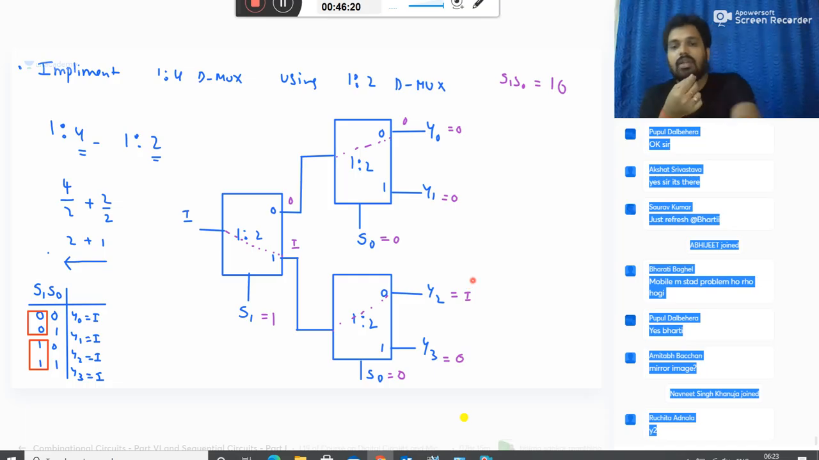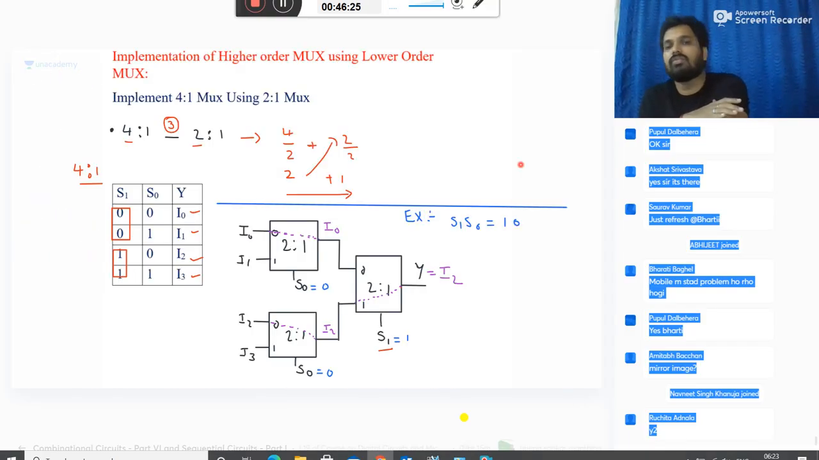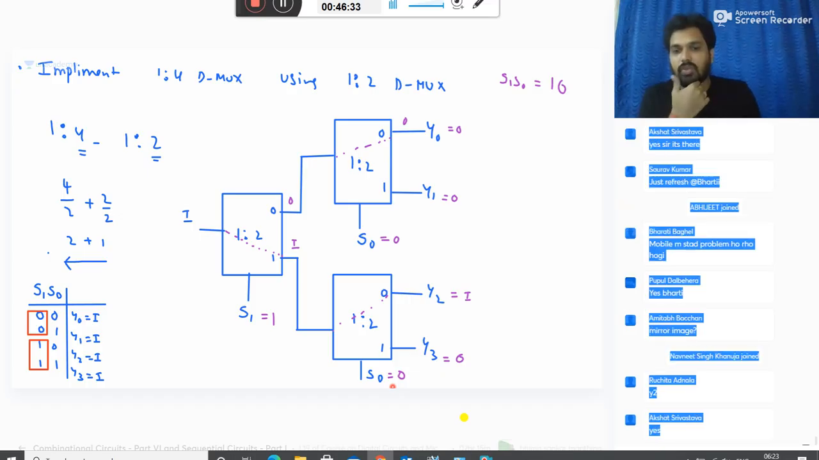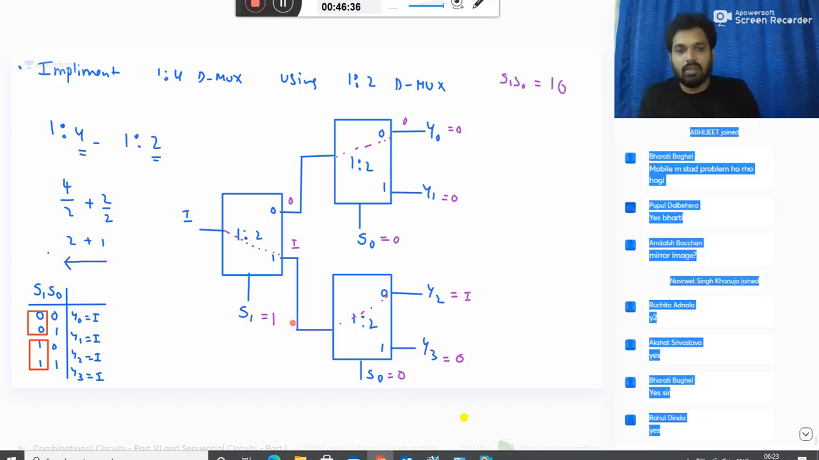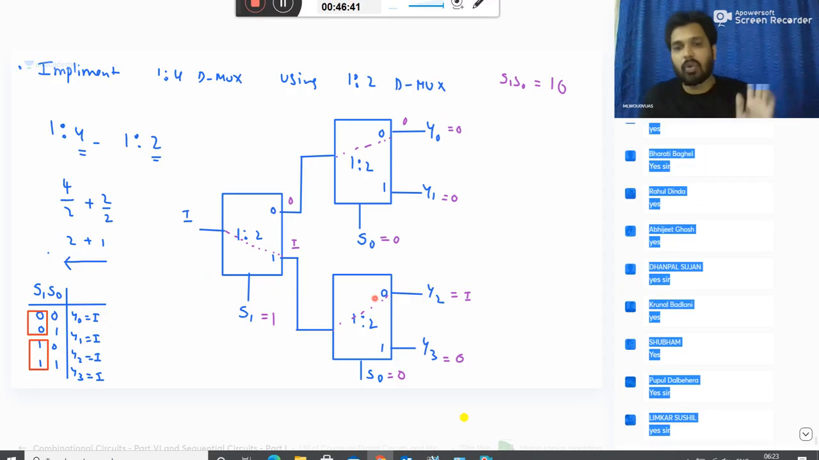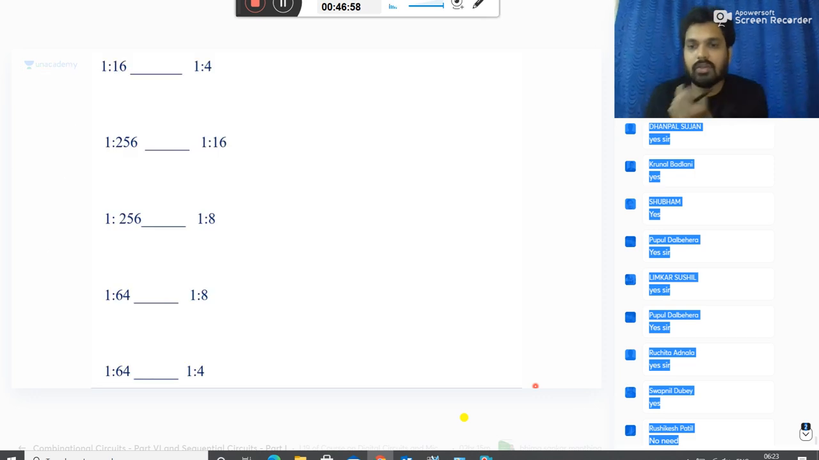You understand? Just observe this figure and this figure. Are they mirror images of each other? Just S0 and S1 are reversed here, S1, S0. Otherwise, it is the same, and the process is also the same. So can I say that to implement any demux using any demux, whatever process we followed earlier for the mux, I can repeat the same here also, I mean, for any to any? Let's do those examples.